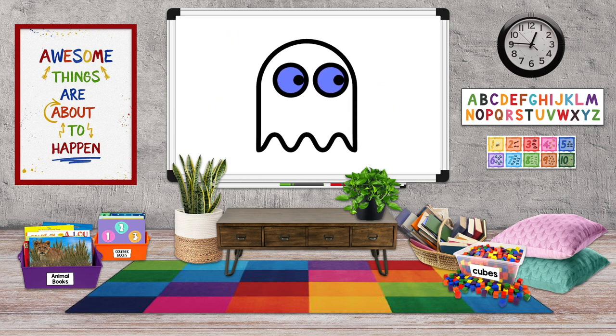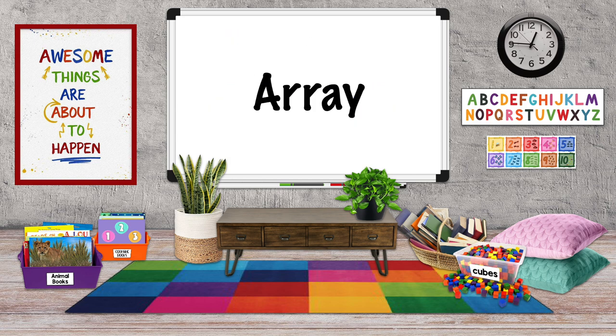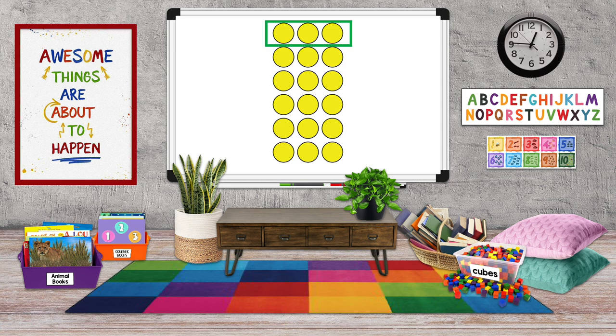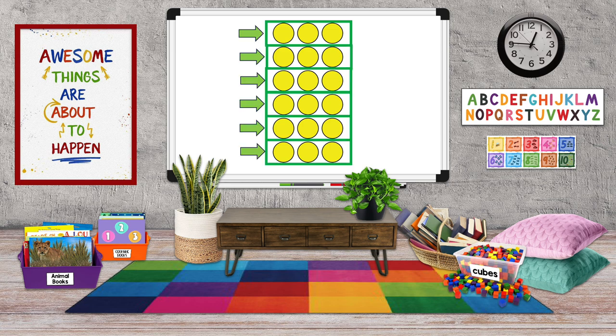Another way to look at this is to use an array. Our first factor tells us how many in a group. That would be our number of columns. 3 columns. Our second factor tells us how many groups. That would be rows. 6 rows. Here's what our array would look like. 3 in a group, 6 groups.